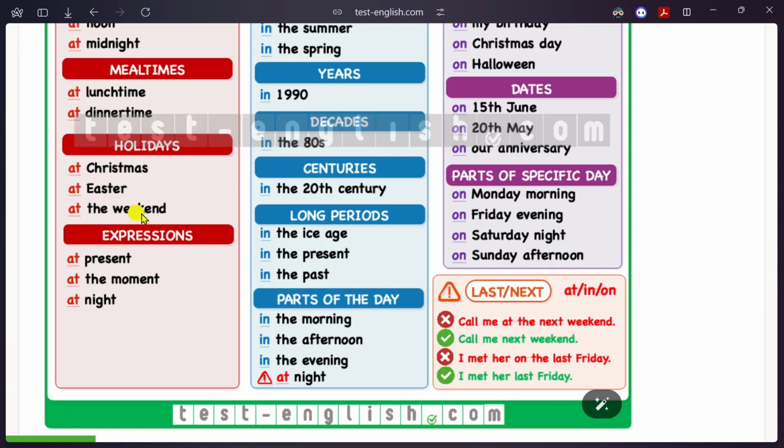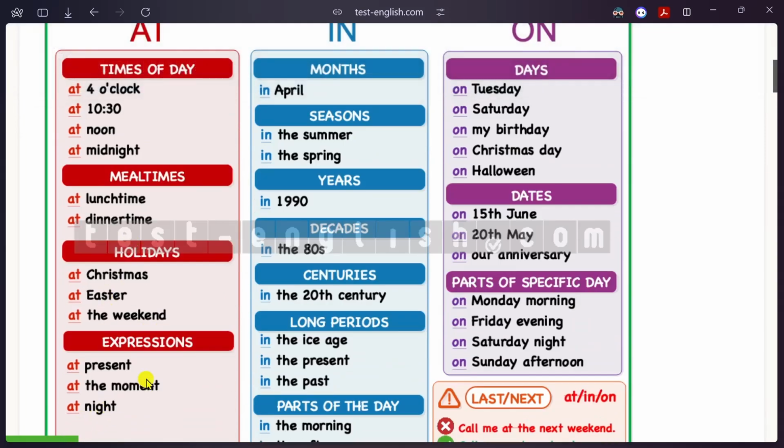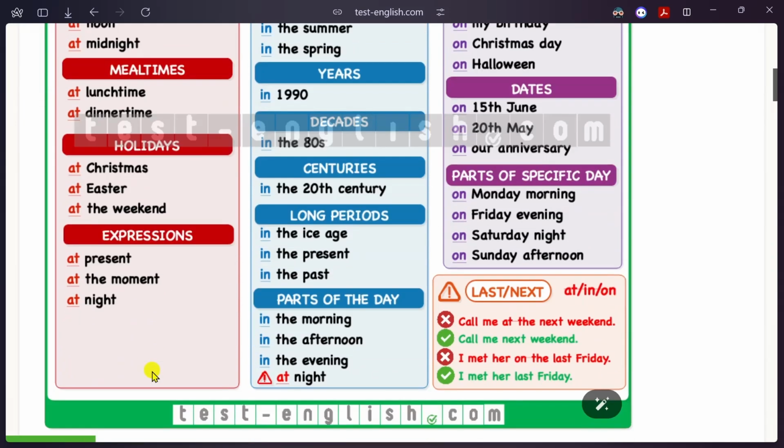Weekend is not a holiday, but it's a day you often don't work. But expressions, for example, some expressions. At present, at the moment, at night. You just have to learn these expressions, okay? At night, already repeated. We'll see it down there, no?